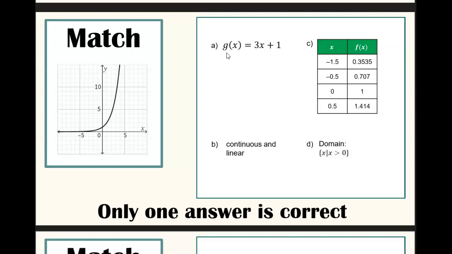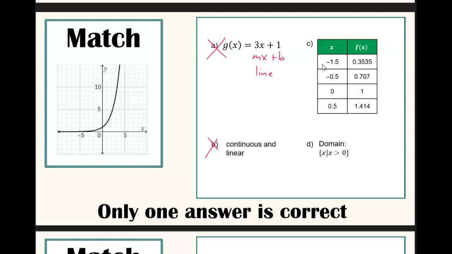Okay, so let's look at A. This looks very much like mx plus b, which we know is a straight line. Is this a straight line? It's not. That's a curve, so this is not the answer. B is continuous and linear. Well, we just said this isn't linear. This is a curve, so it's not that one.